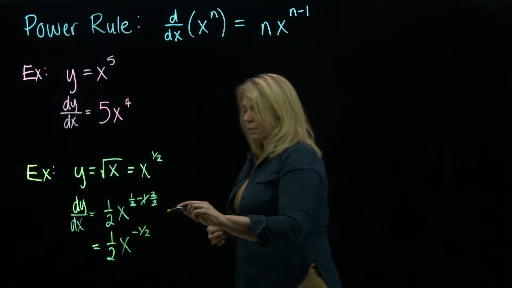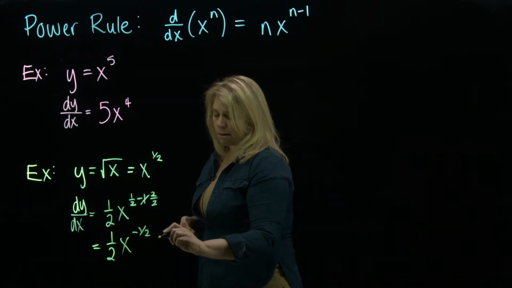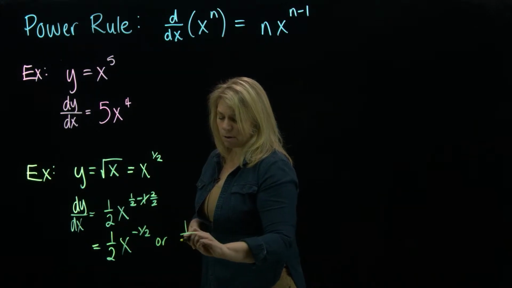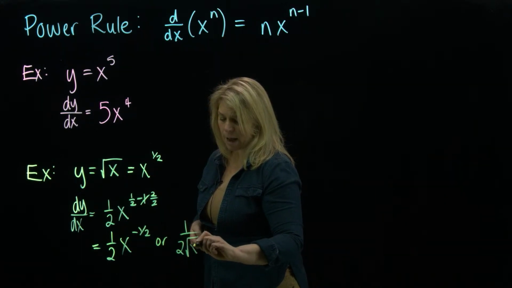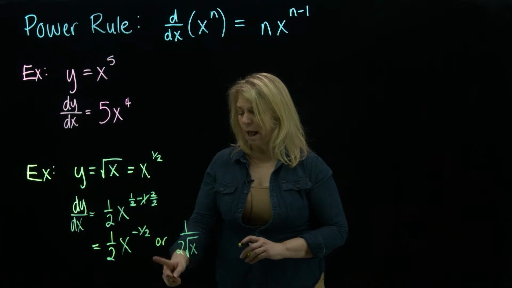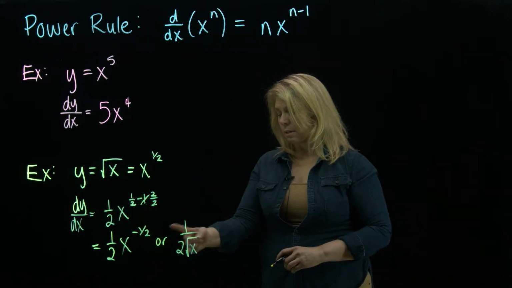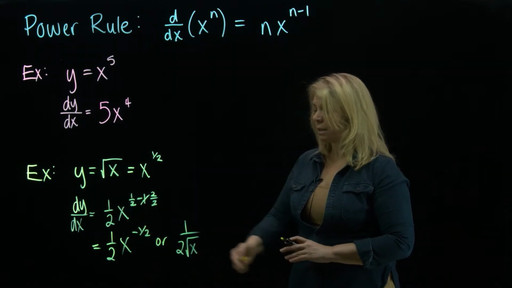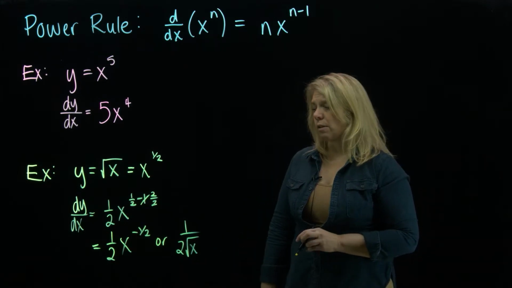All right, and you can leave your answer like that for your derivative, or you can rewrite that as 1/2 times the square root of x, remembering that x to the -1/2 is 1/x to the 1/2, or 1/square root of x. So either of those would be OK answers for the derivative.